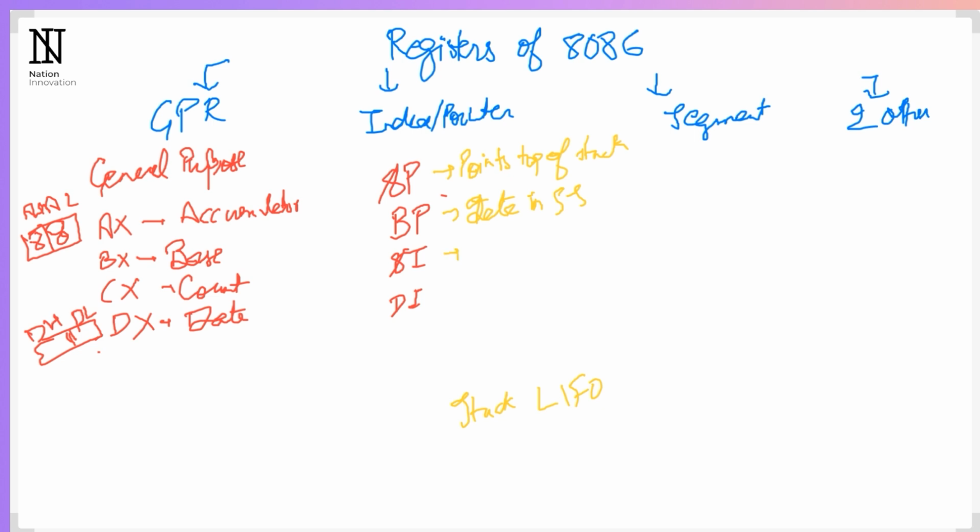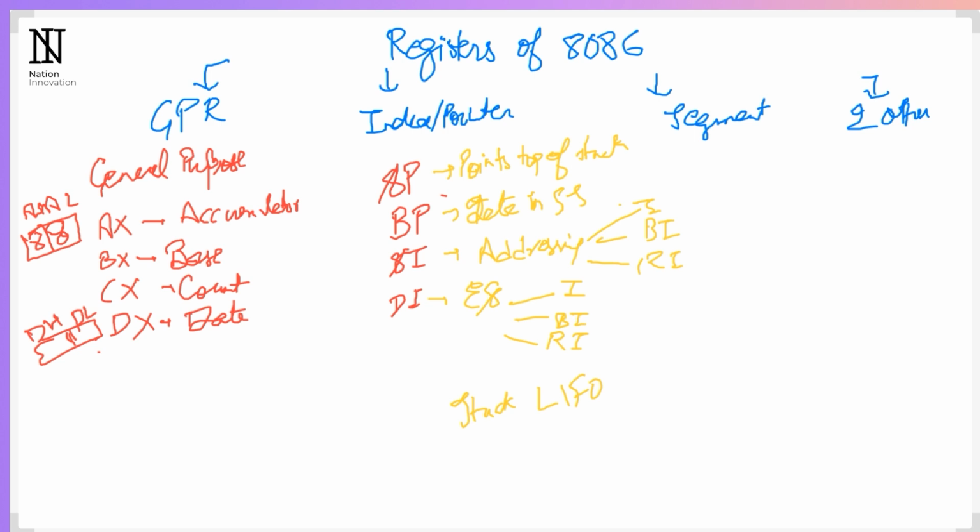Then we have the source index register. It is used for indexed, base indexed, and register indirect addressing. This source index is used in conjunction with the data segment register to point to a data location in the data segment. Then we have the destination index, also a 16-bit register. It is used in conjunction with the extra segment register in string operations, and it is also used in indexed, base indexed, and register indirect addressing, as well as for the destination data address in string manipulation instructions.